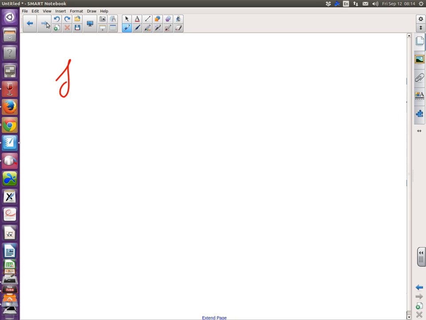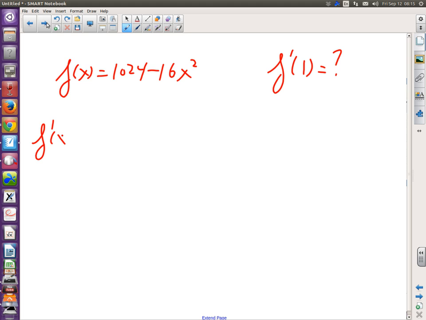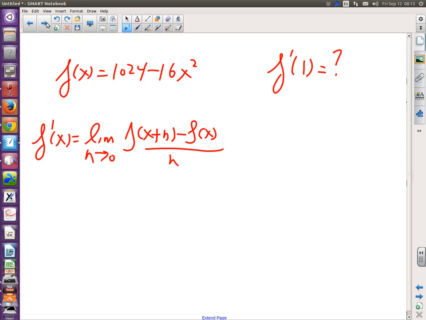Let f of x equal 1024 minus 16x squared. I mean, it doesn't have to be y and x all the time, right? It could be h and t, whatever, but just to be nice. So what's f prime of 1? Let's find out. Well, we said that f prime of x is the limit as h goes to 0 of f of x plus h minus f of x all over h, right? So, what is f prime of 1? In other words, x is going to be 1 from now on.